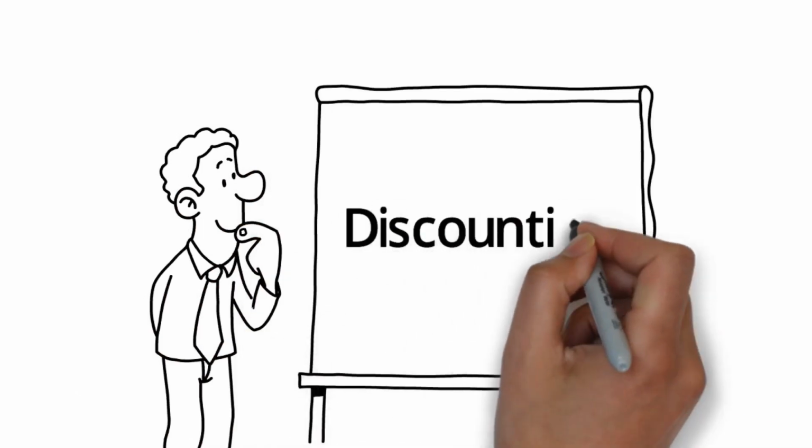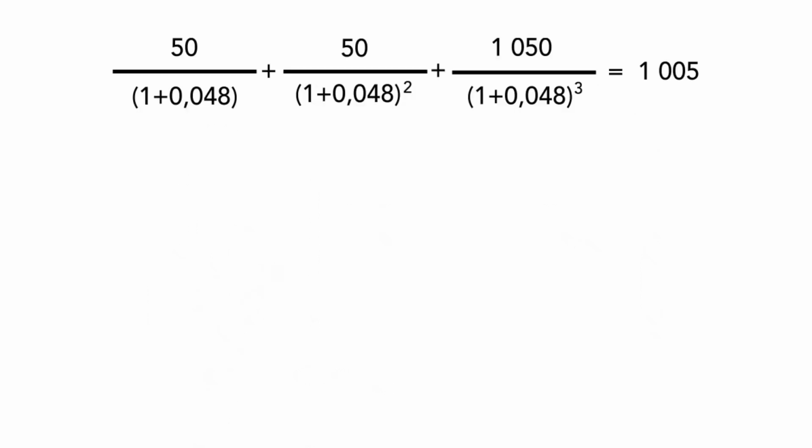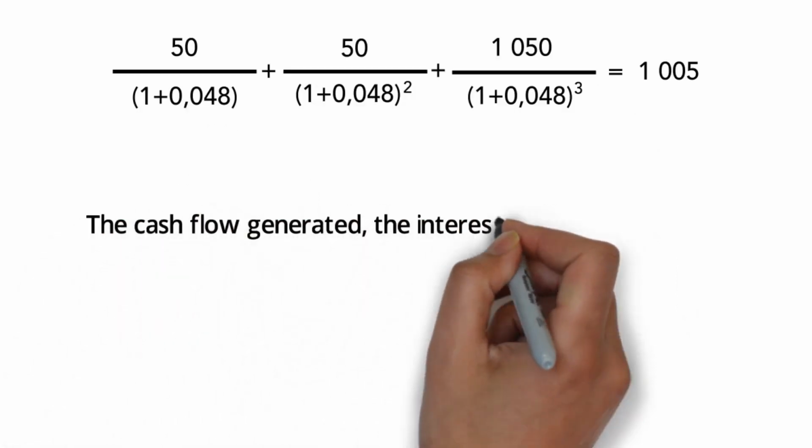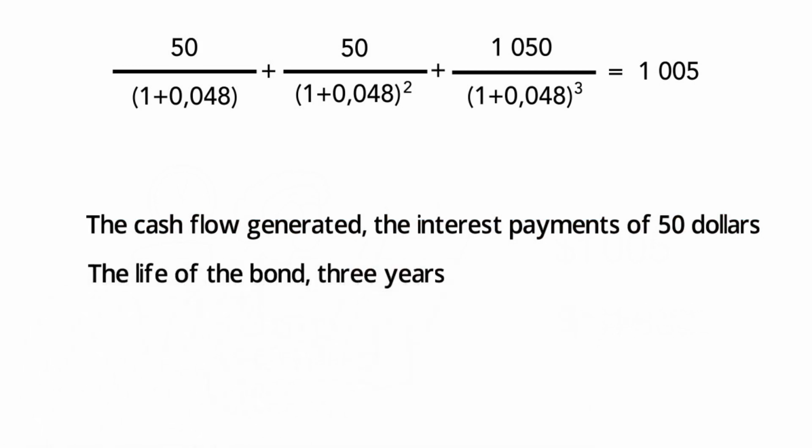Discounting is a term that we will come back to in a while. If you aren't comfortable with the discounting technique right now, you will be after having watched this entire video. Eventually, we can conclude that the value of this bond is a function of the cash flow generated, the interest payments of $50, the life of the bond, 3 years, and the capital cost of 4.8%. That's what determines the value of this bond. One cannot bring in another parameter to the equation and come up with a better quality value. The way we did it now is how it has to be done.